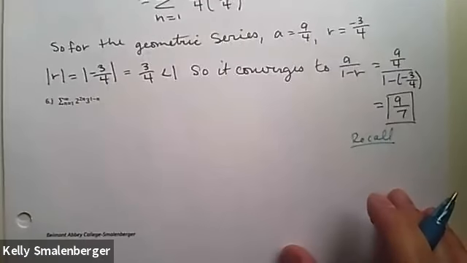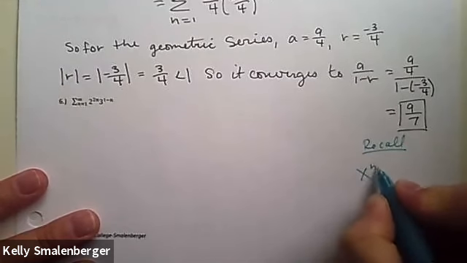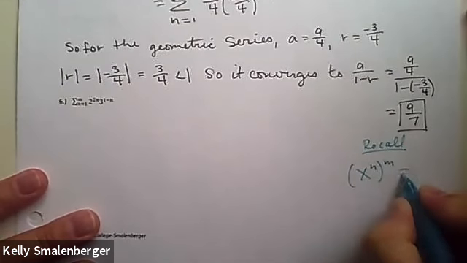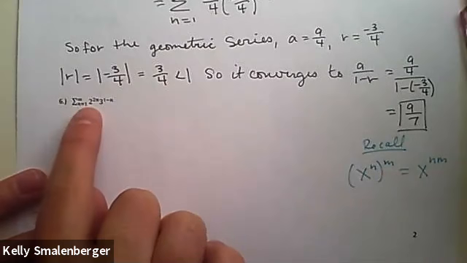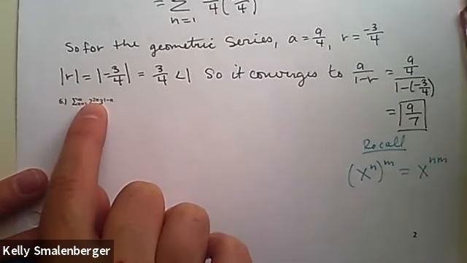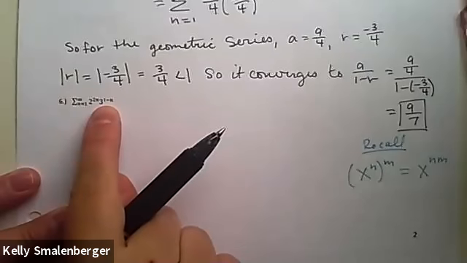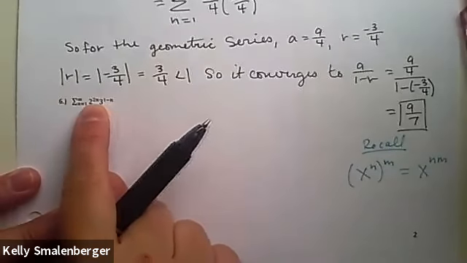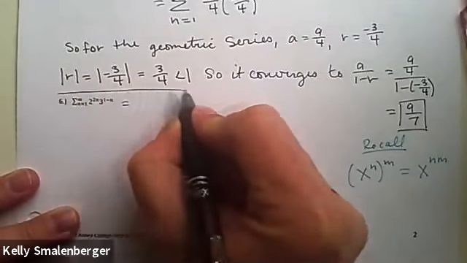Recall, x to the n to the m power is x to the n times m. So we multiply, right? Here's when we multiply. And the reason I'm bringing it up is because I have this 2 to the 2 times n, right? So I need to rewrite this as a times r to the n minus 1. So this one's pretty close, right? But this one is not. So who can help me rewrite this using rules of exponents?